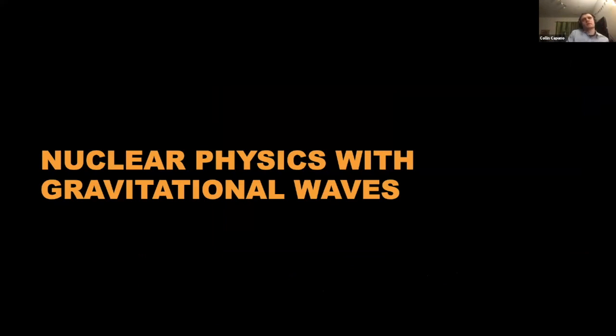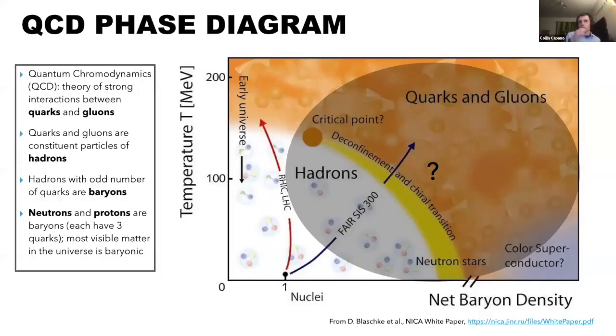Okay, so nuclear physics with gravitational waves. How can we do this? First of all, if we take a step back and think about nuclear physics, I'm made of protons and neutrons. We basically all are. We're all very familiar with baryonic matter, and baryons are made up of quarks that are held together by the strong force, and this is all described by quantum chromodynamics, QCD.